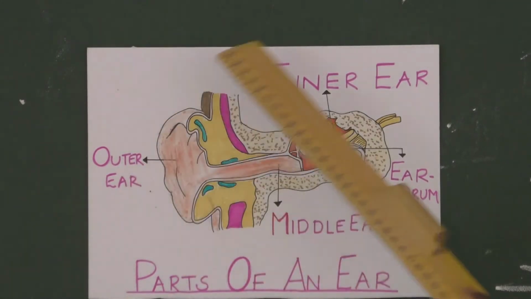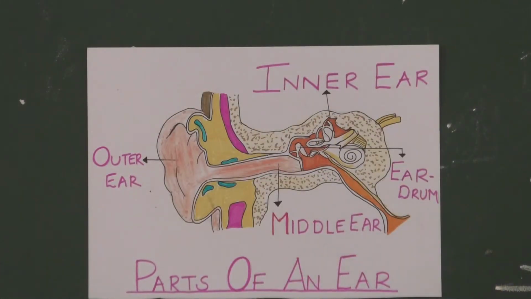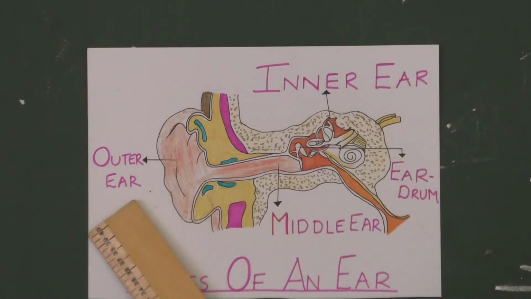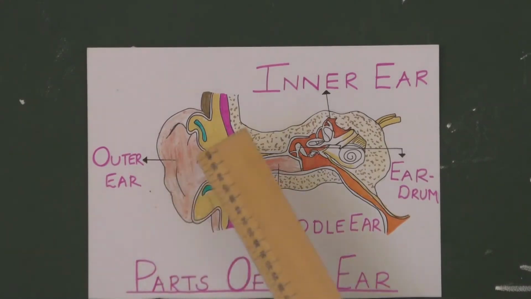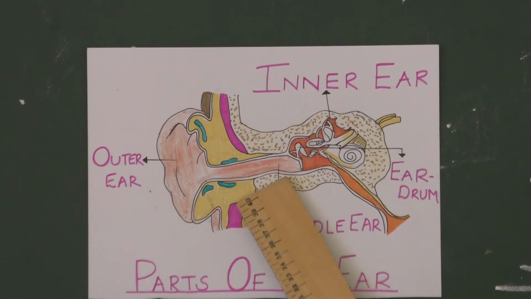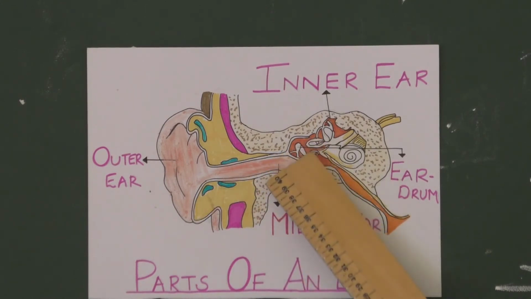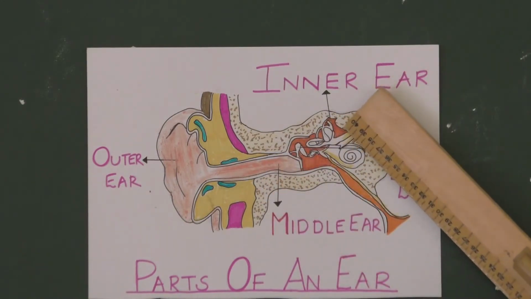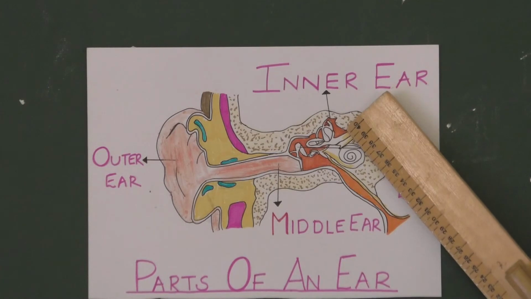Now we can see the structure of the ear. Here, the ear has mainly 3 parts: the outer ear, what we can see and touch now, and then the middle ear. The middle ear has an eardrum, and then the third part is the inner ear.